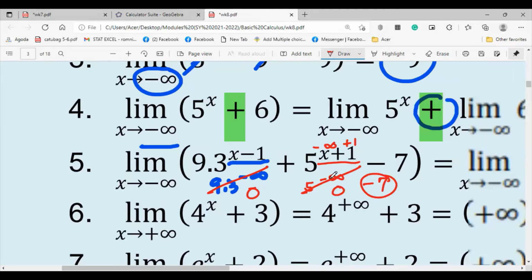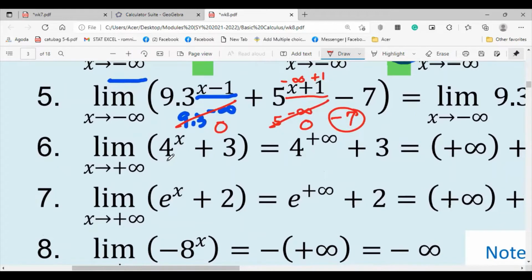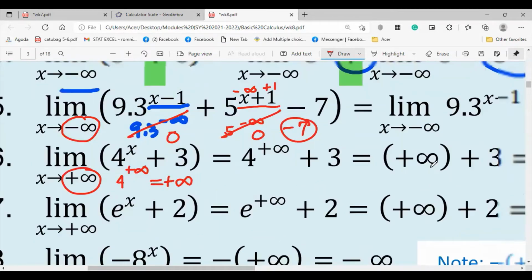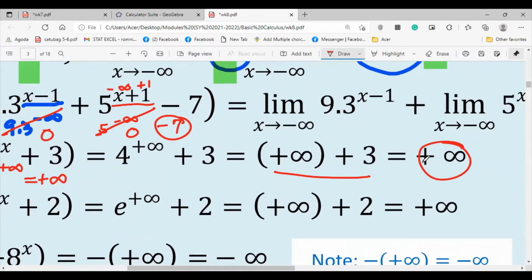Very fast lang. Okay? O inspect natin number 6. Abangan mo na kapag negative yan, ibig sabihin 0. Negative infinity, magsi-0. Yun ang nasa isip mo kapag exponential. Kapag yan naman ay positive infinity, this will become 4 raised to positive infinity. Is positive infinity. A positive infinity added to 3 is positive infinity. Kaya ito ay positive infinity pa.